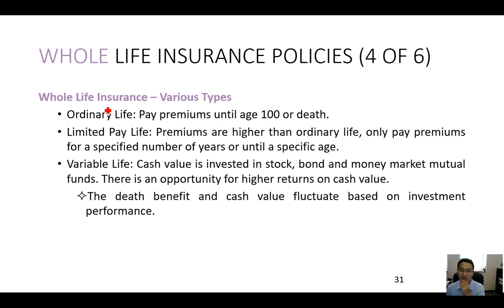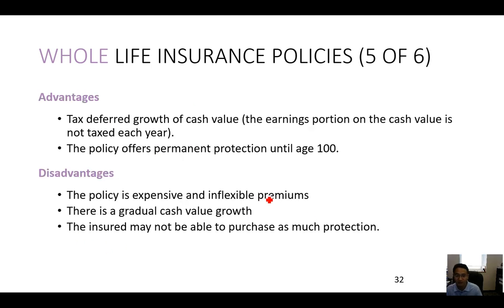So even within whole life insurance, you have various types: ordinary life, limited pay life, variable life. You pay premium until age 100 or death. With limited pay, premiums are higher than ordinary, and you only pay premium for a specific number of years. So you pay more, okay, and then it will stop. It will cover you until you die. Variable life, cash value is invested in stock, bond, money market, mutual fund. There's an opportunity for higher return. Okay? You choose your investment, however, you subject yourself to market risk.